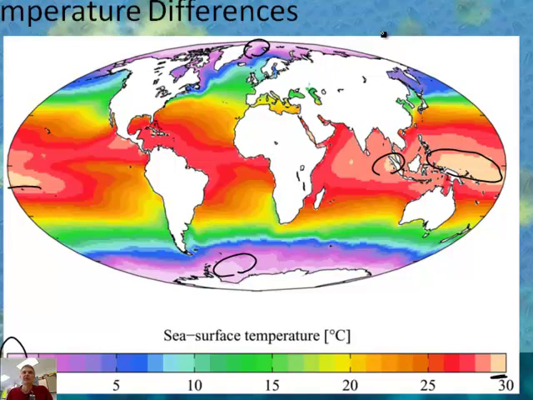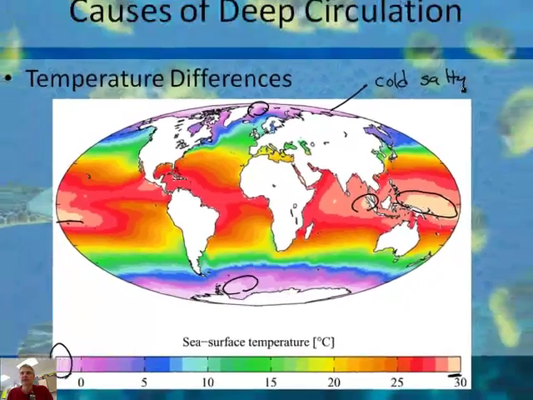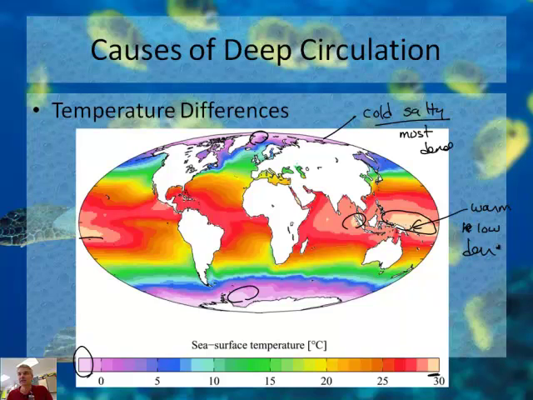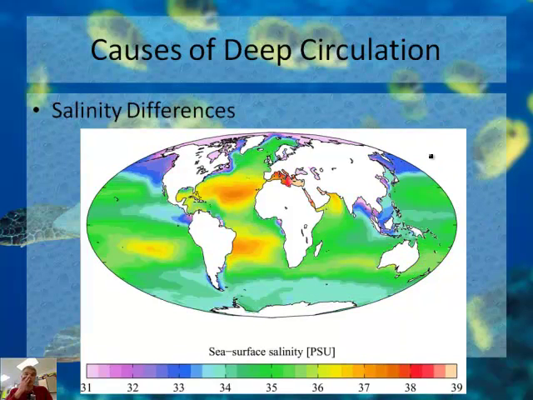down near the poles. So what you've got at the poles is you have cold, salty water. So this is going to be the most dense water, right? And what you've got at the equator, generally speaking, is you have warm, low density water, and so it will tend to float. And that's one of the things that causes the ocean circulations.